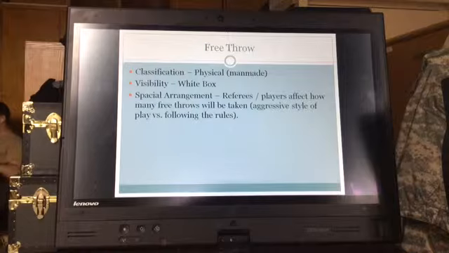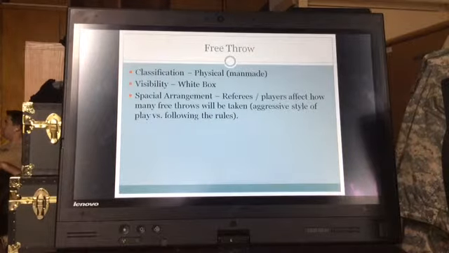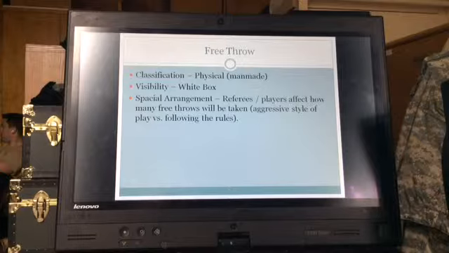For classification, we're looking at the components of the free throw system. What is this system made out of? We have the basketball court, the rim, the net, the back. When we talk about the visibility of the system, we're focusing on how hidden or open the components of the system are, which I will highlight later on in the presentation.